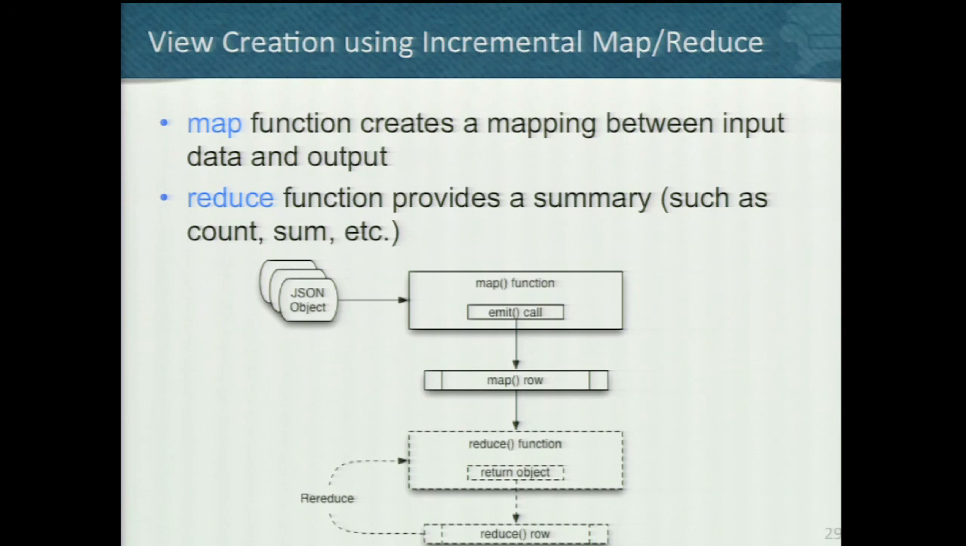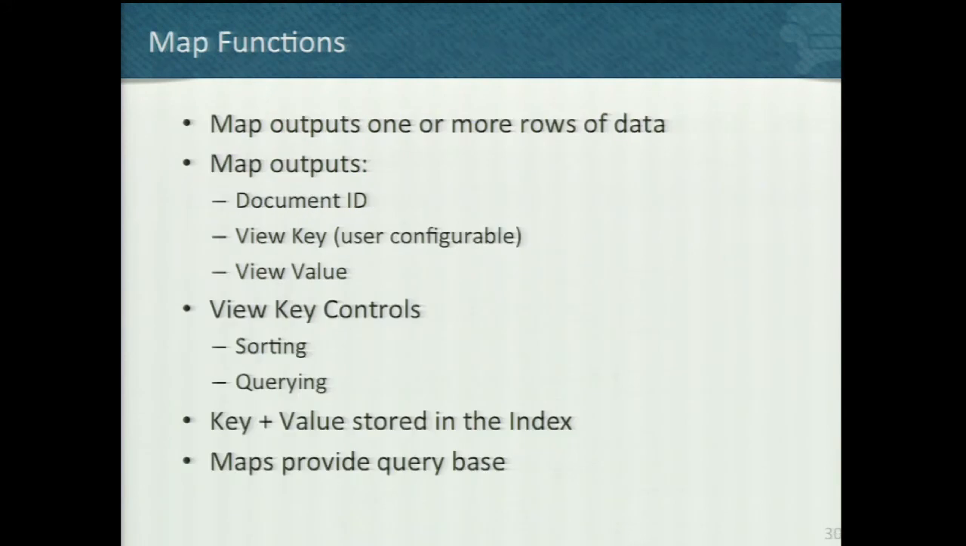There is a concept of re-reduce and all that, but we don't need to worry about that right now. Essentially what a map does is it outputs one or more rows of data, and associated with each row, there is a concept of what is referred to as a document ID. Although you won't be able to see it, you can access that using any of the language APIs, and we'll see that in the demo.